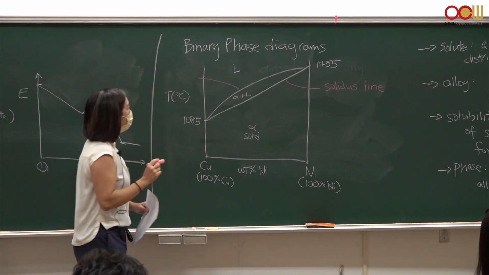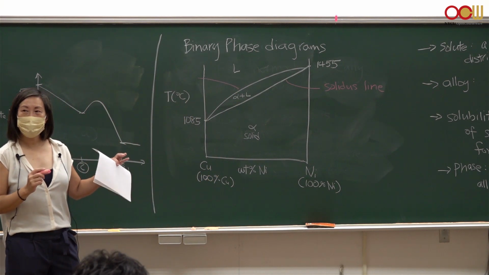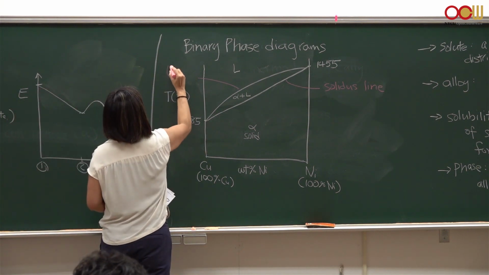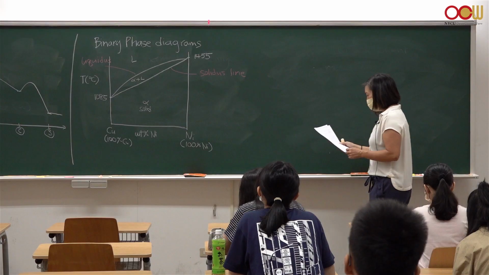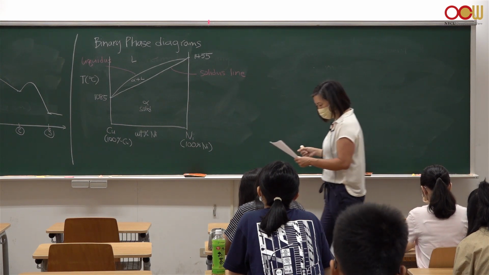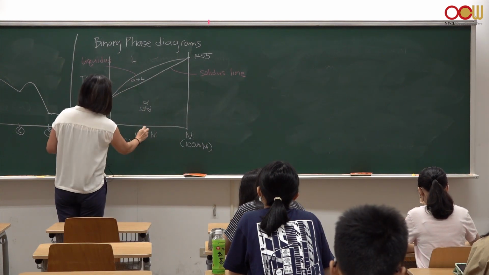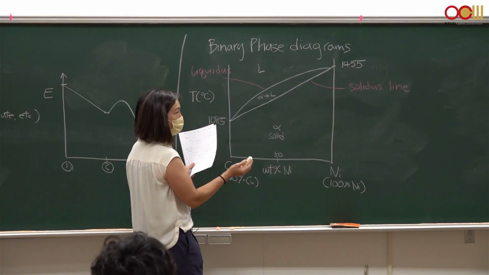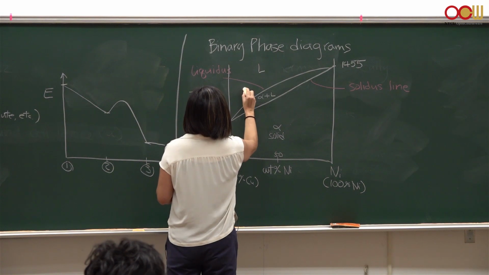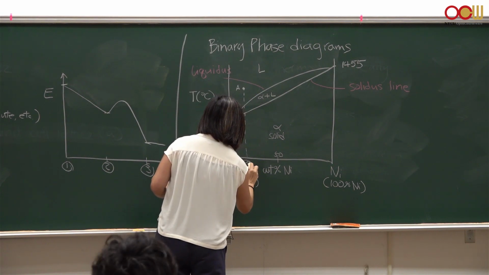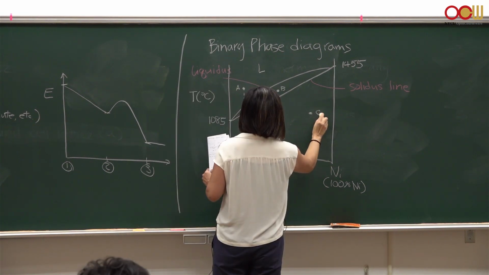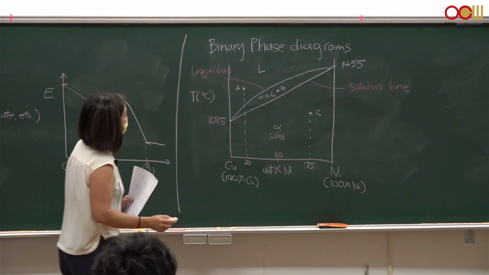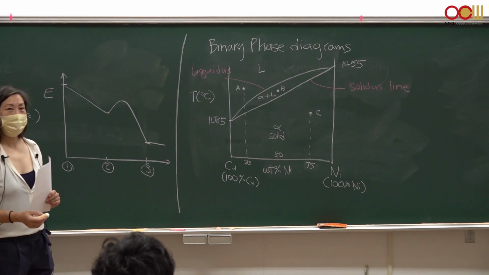And the line that separates the liquid, the 100% liquid, from the solid and liquid mixture is the liquidus. And let's say I have 3 points on this phase diagram. This is 50% nickel, also 50% copper. Point A at 20% nickel. This is C. Okay, I have 3 points, A, B, and C.